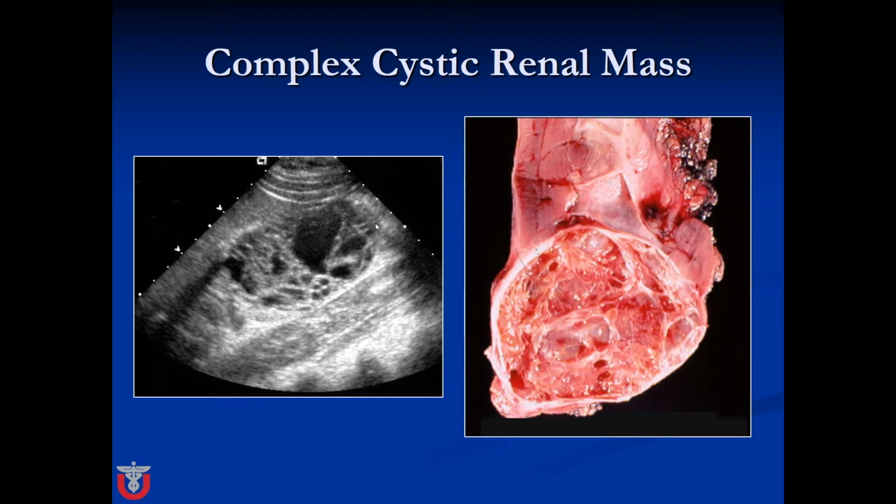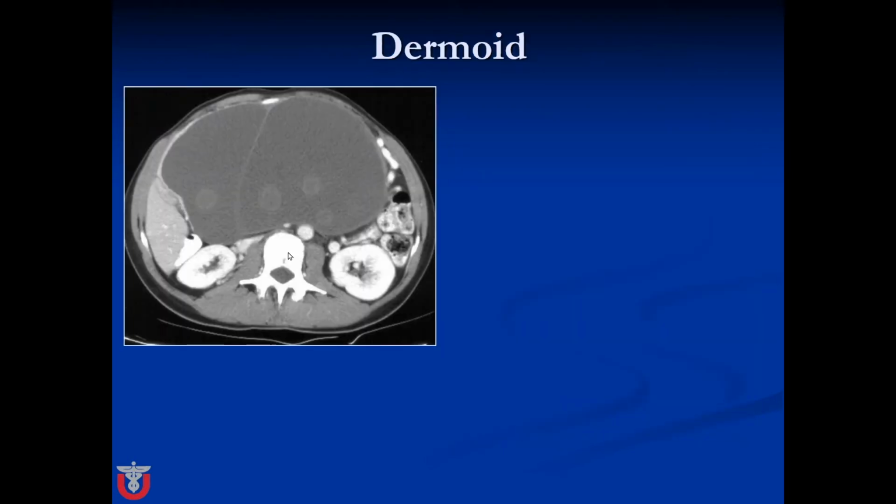Here's another one. This happened to be a cystic renal cell carcinoma, but it's very easy to see the complex nature on ultrasound. And in many ways, ultrasound will do better than CT on this.